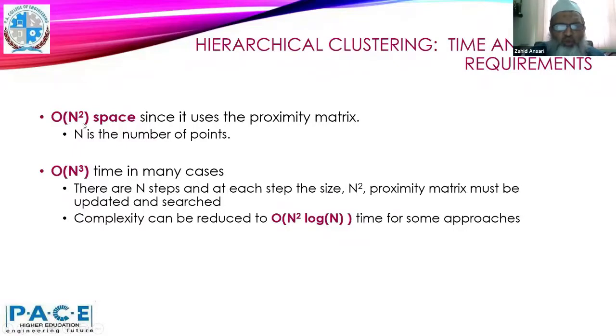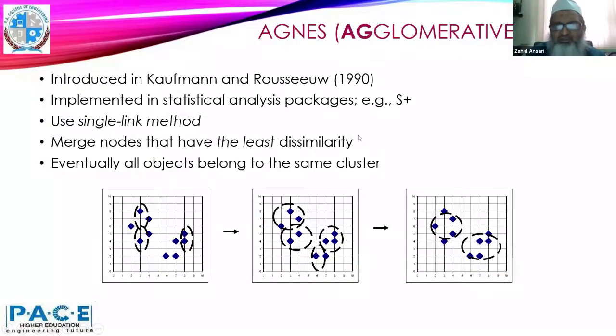The space complexity, how much space you need, is of the order of O(n²), where n is the number of objects, and the time complexity is of the order of O(n³). It can be reduced with some optimization to O(n² log n) also. So computationally, it is expensive.